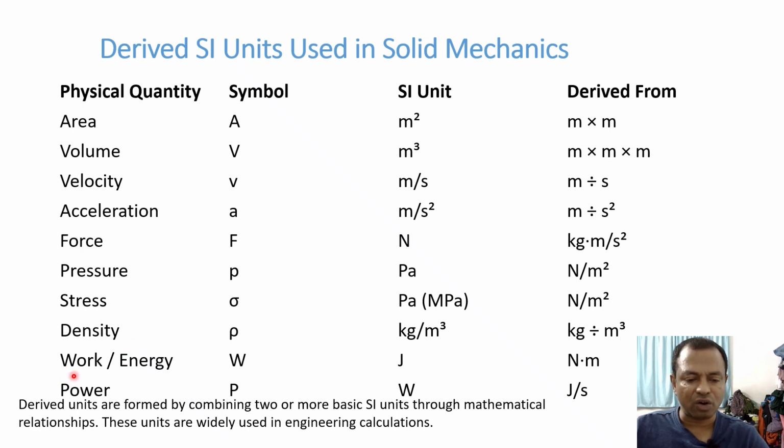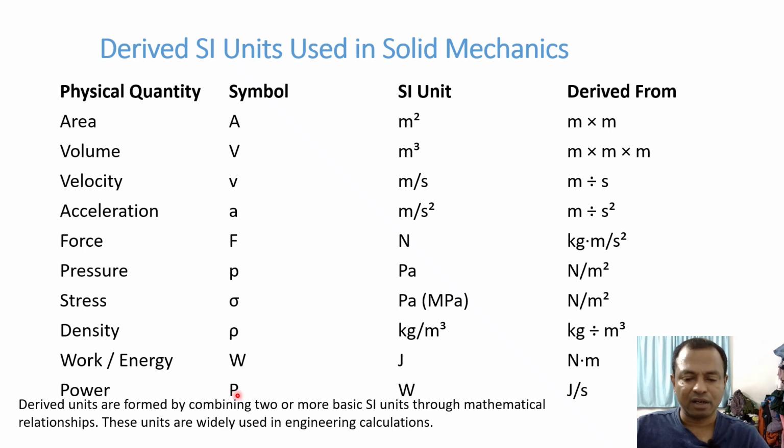Then work or energy, symbol is W or E, sometimes capital E is used, and its unit is joule. 1 joule means Newton meter. Force into displacement is known as work. Then force unit is Newton, displacement unit is meter. So Newton meter, 1 Newton meter is known as 1 joule. That is the unit of work as well as energy.